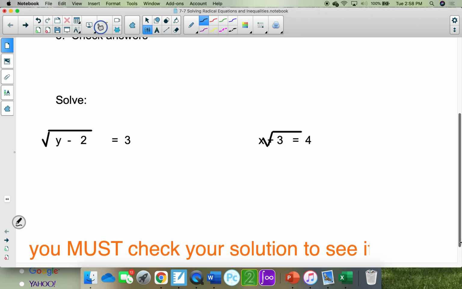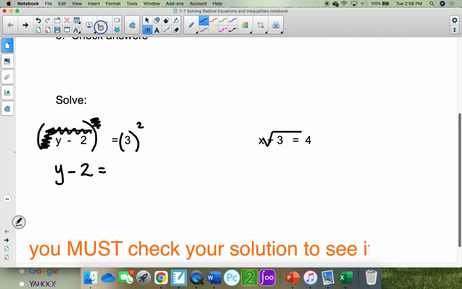So basically, the radical's alone. Everybody see that the radical is alone? So all you have to do is whatever you do to one side, you have to do to the other. So we're going to square both sides. And by squaring both sides, it negates the square root and the square. It cancels each other out. So you're left with y minus 2 equals 3 squared.